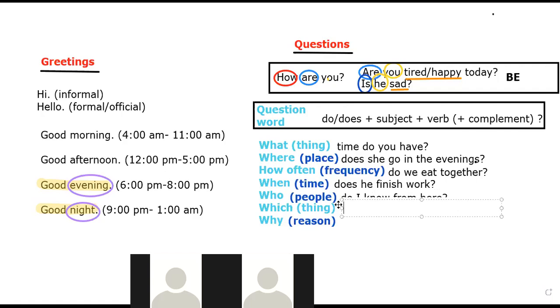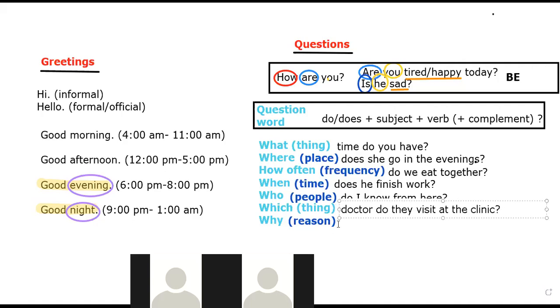And then we have which, and the thing. So we can say, which doctor do they visit at the clinic? Right? Which doctor do they visit at the clinic? So we have which, and the thing is the doctor. Then we have do, okay. Then the subject is they, the verb visit, and the complement at the clinic. So which doctor do they visit at the clinic? ¿A qué doctor o a cuál doctor ven ellos en la clínica?